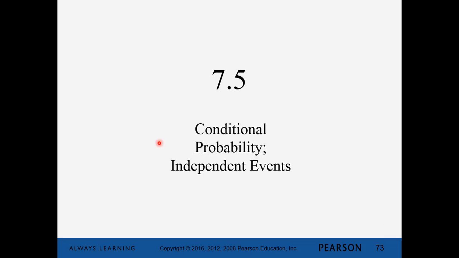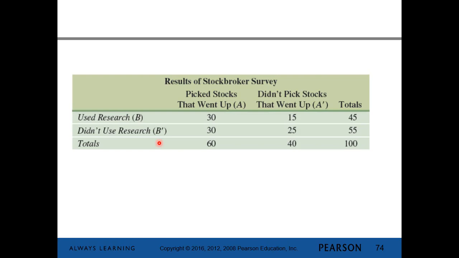Okay, welcome back. Today we are going to continue with Chapter 7 in probability. We're going to talk about conditional probability and also about independent events. So, what do we mean by conditional probability?